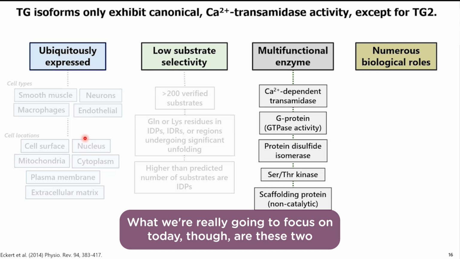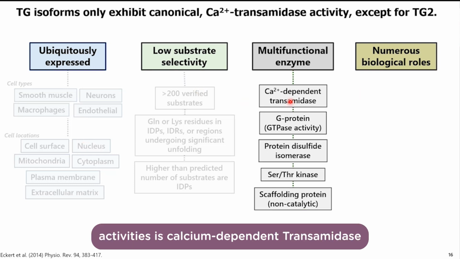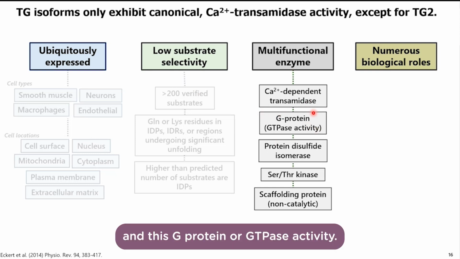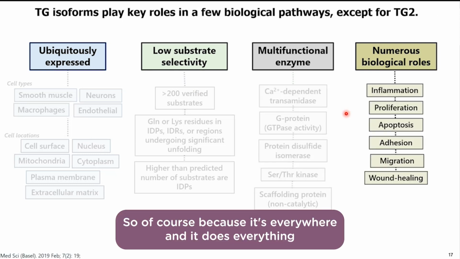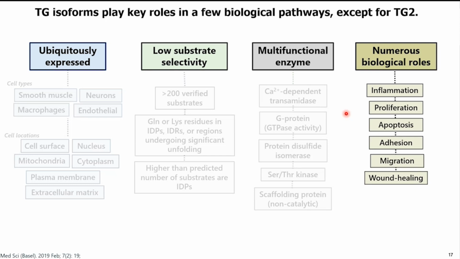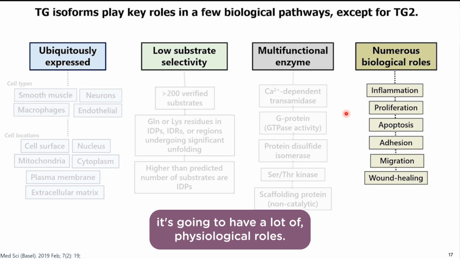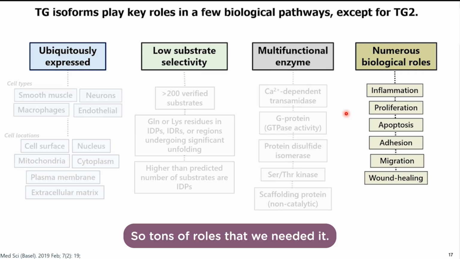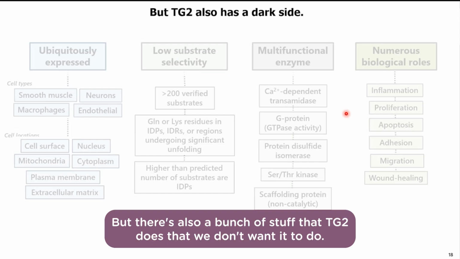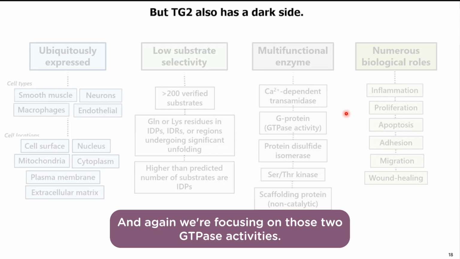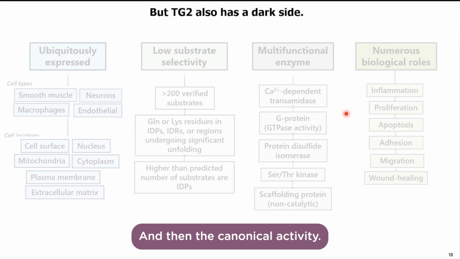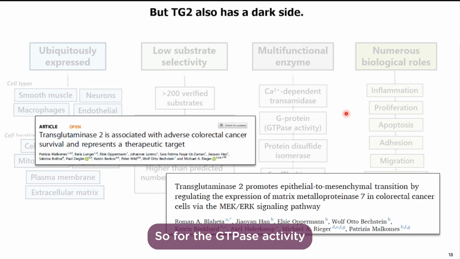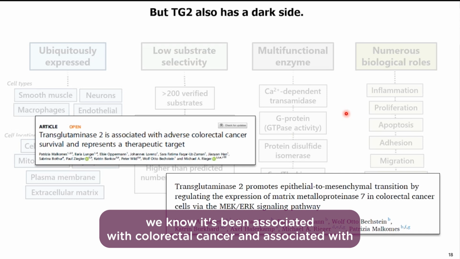What we're really going to focus on today, though, are these 2 activities, this calcium-dependent transamidase and this G protein or GTPase activity. Of course, because it's everywhere and it does everything, it's going to have a lot of physiological roles, right? Proliferation, apoptosis, adhesion, migration, wound healing, inflammation. So tons of roles that we need it for. But there's also a bunch of stuff that TG2 does that we don't want it to do. And again, we're focusing on those 2, the GTPase activity and the canonical activity. For the GTPase activity, we know it's been associated with colorectal cancer.